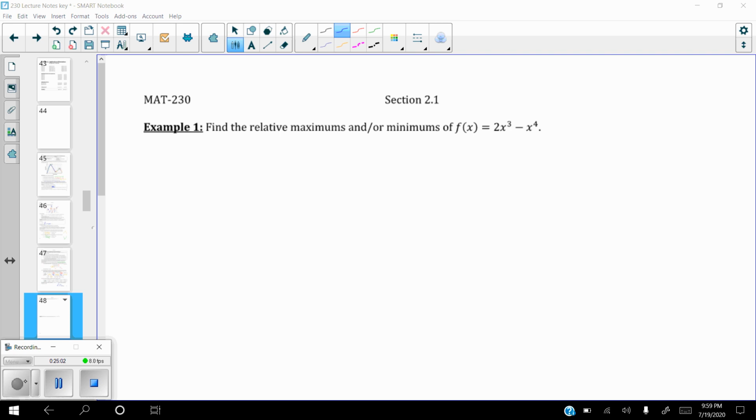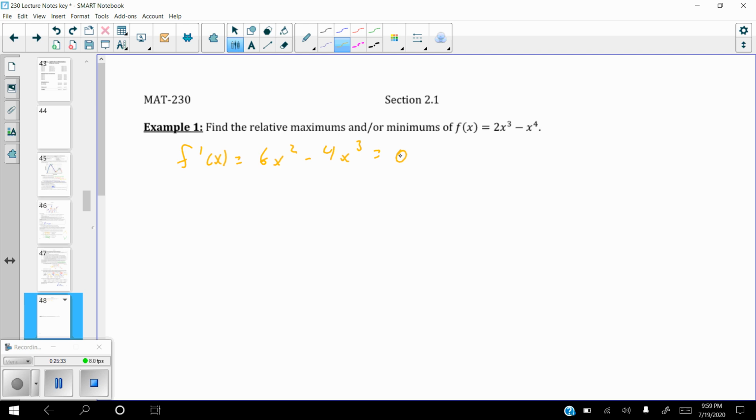All right, our first example, we want to find the relative maximums and minimums of f of x equals 2x cubed minus x to the fourth. So the first thing we need to do is take a derivative, find f prime of x, which in this case is 6x squared minus 4x cubed. Once again, that's a polynomial, therefore it's never going to be undefined in this case, so all we have to do is set it equal to 0. And we're going to solve it.